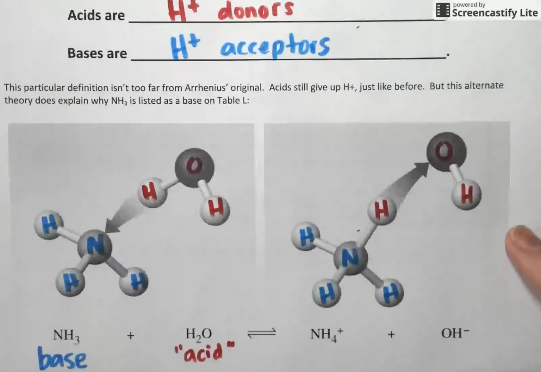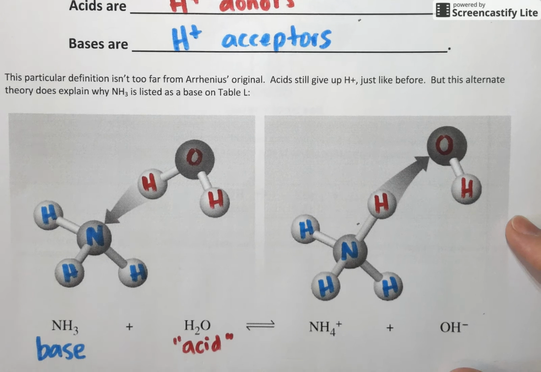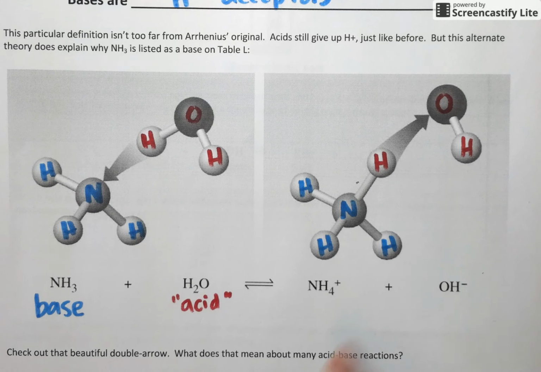So this alternate theory is important to remember. Acids are H plus donors, bases are H plus acceptors, and you're often going to see these examples shown as reversible reactions. So that double arrow is showing us that many interactions between acids and bases are in fact reversible.